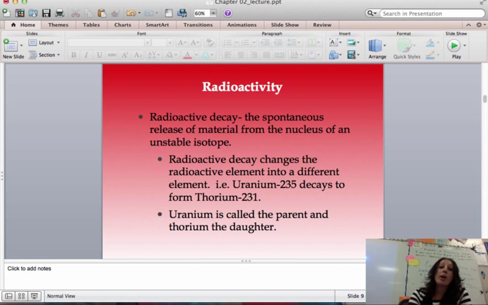So when we look at radioactive decay, that's a spontaneous release of material from the nucleus that's unstable, and we look at the half-life. In this class, they've had some multiple choice questions looking at radioactivity, especially with uranium, uranium-235, and that decays to a different type of element called thorium, or thorium-231, and that's its daughter of uranium.